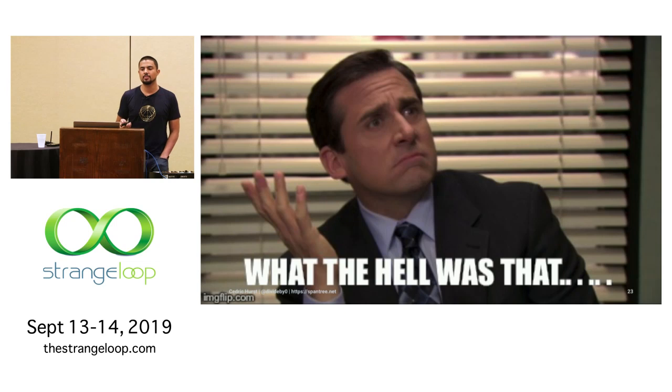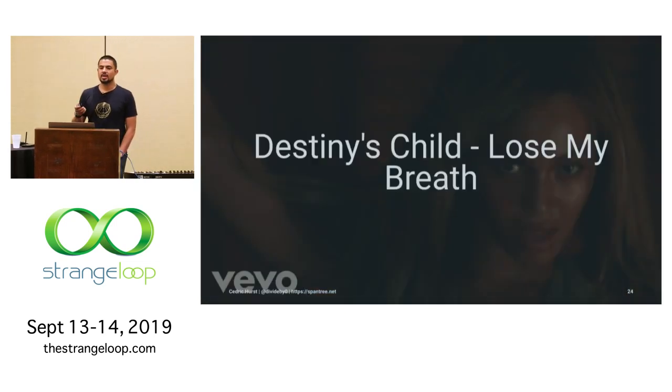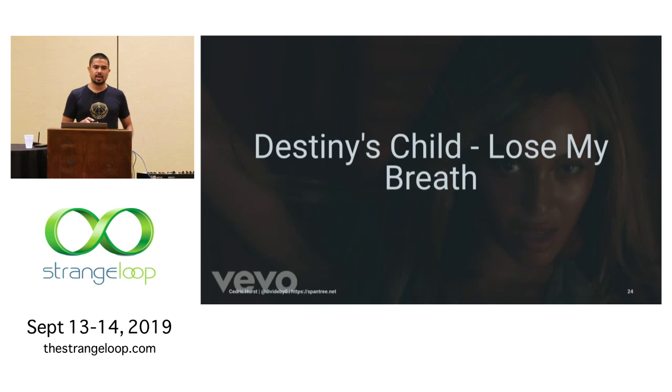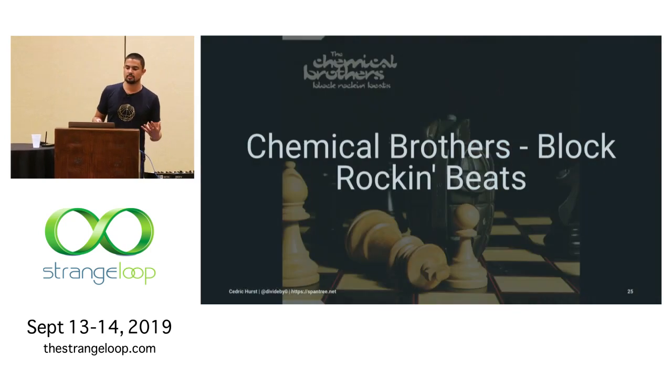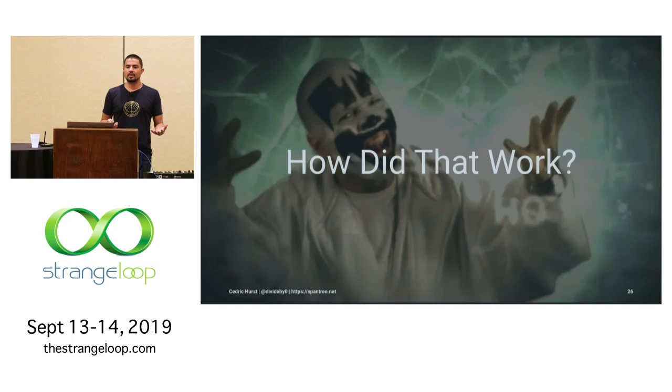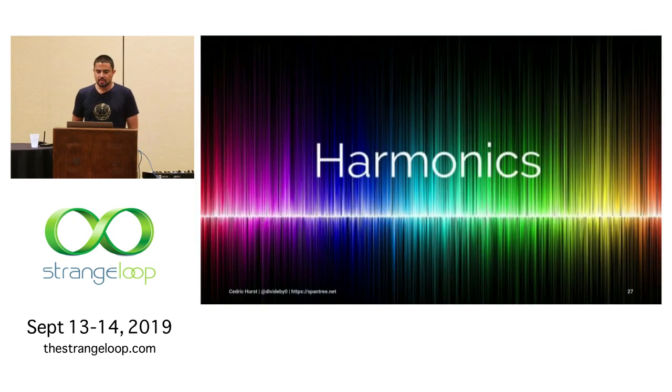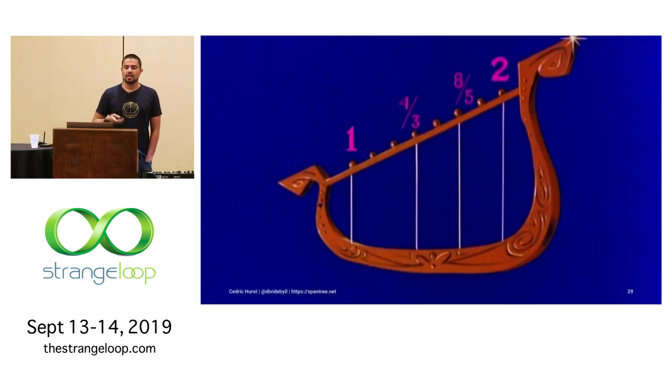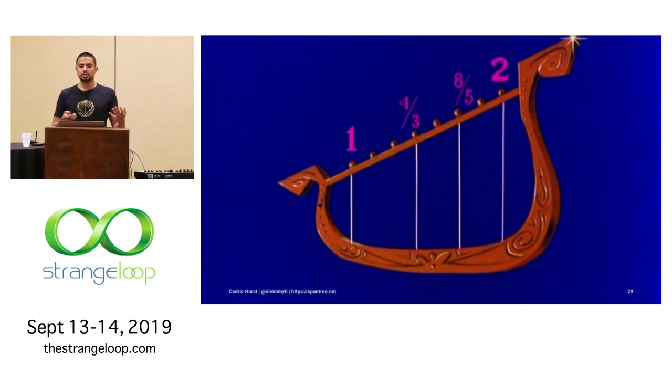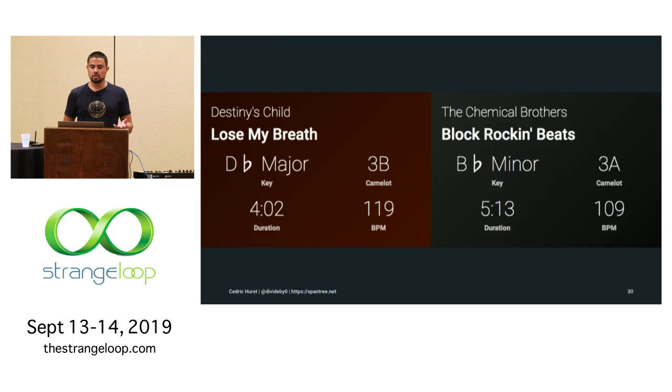What the hell was that? That was a combination of Destiny's Child's Lose My Breath playing over Chemical Brothers' Block Rockin' Beats. So how did that work? Harmonics. Remember Pythagoras? He had that whole ratio thing, so that ratio informs what music sounds good together. In this case, Destiny's Child was in the key of D flat major, and Block Rockin' Beats was in B flat minor.